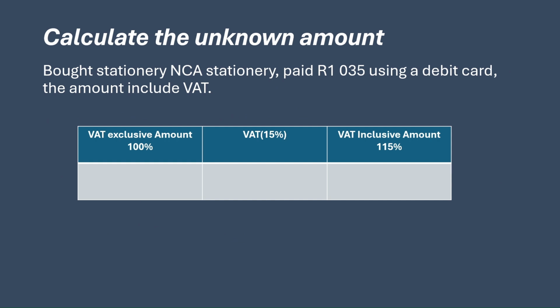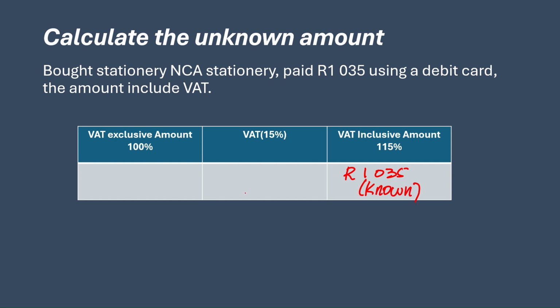Now, let's look at this one. They say calculate the unknown amount. You bought stationery, NCA stationery, and we paid 1,035 rands using a debit card. The amount includes VAT. So if this amount includes VAT, we know that it's a VAT inclusive amount, which we're going to put here, which is what? 1,035.